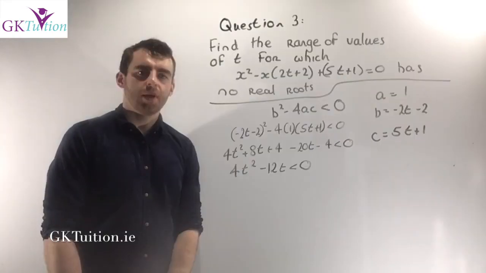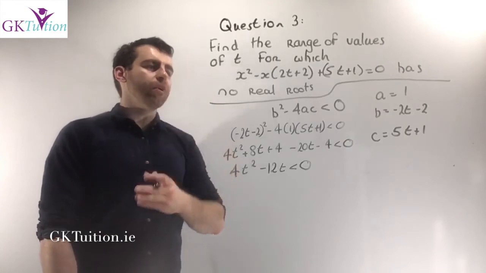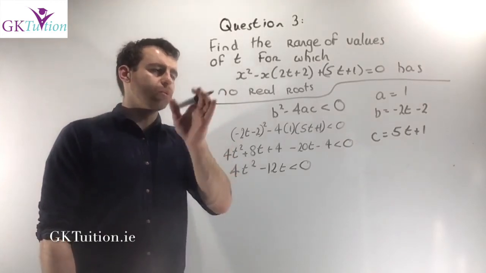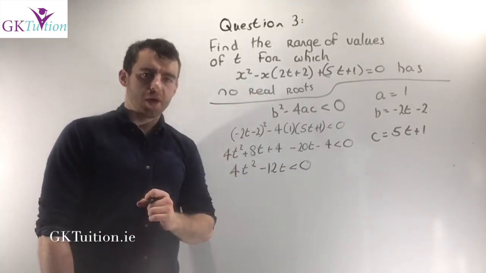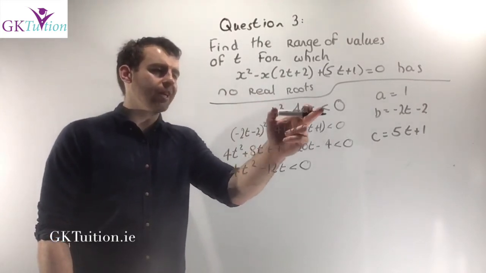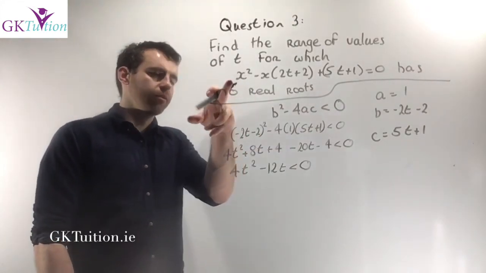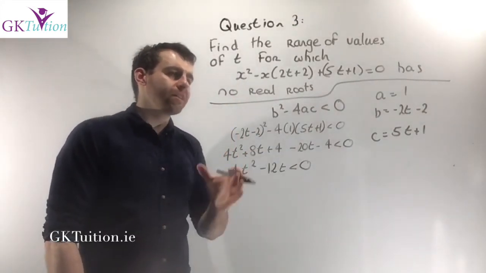Now question 3 here is a really important question. It says find the range of values of t for which this quadratic has no real roots. If a quadratic has no real roots, that means that b squared minus 4ac is less than 0. In this case, a is the number in front of x squared, it's a 1. B is the coefficient of x.